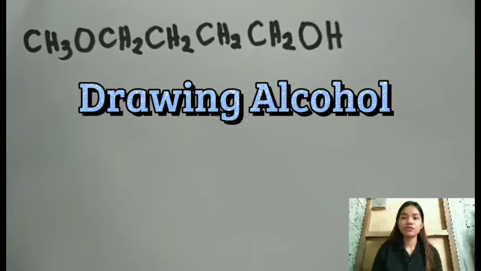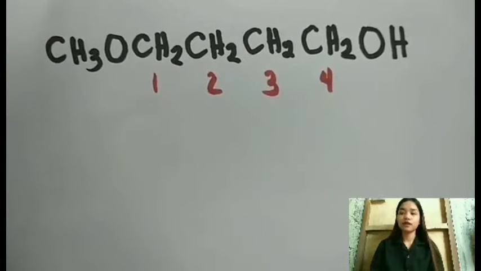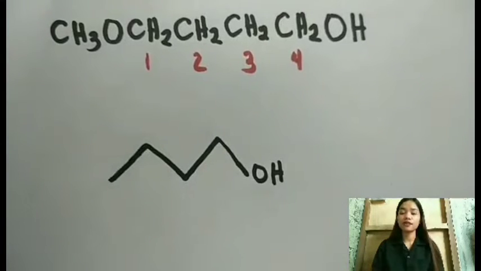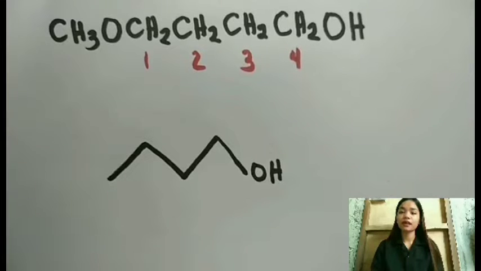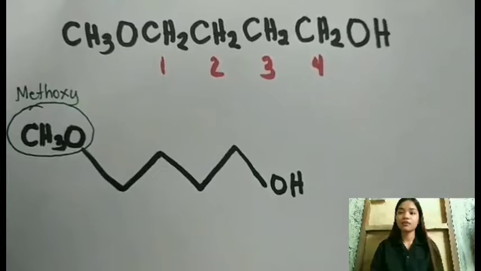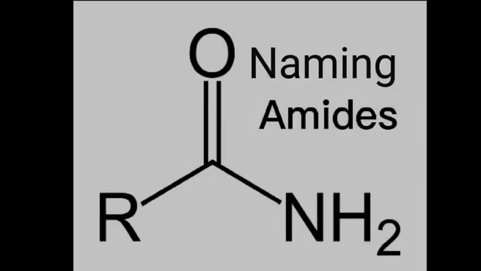In drawing structures, first you count the number of carbons. So we have 4. Then attach the hydroxy group at carbon 1 because it is the priority. Then the methoxy group at the 4th carbon. So we will name it 4-methoxy-1-butanol.